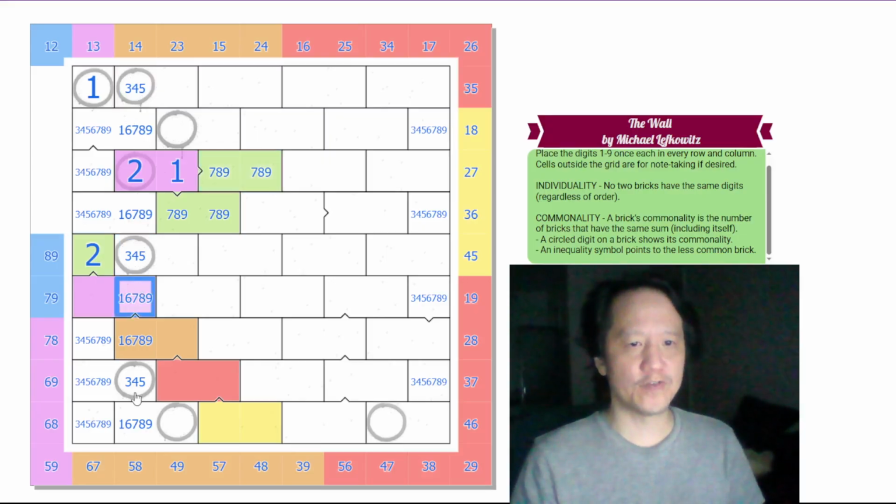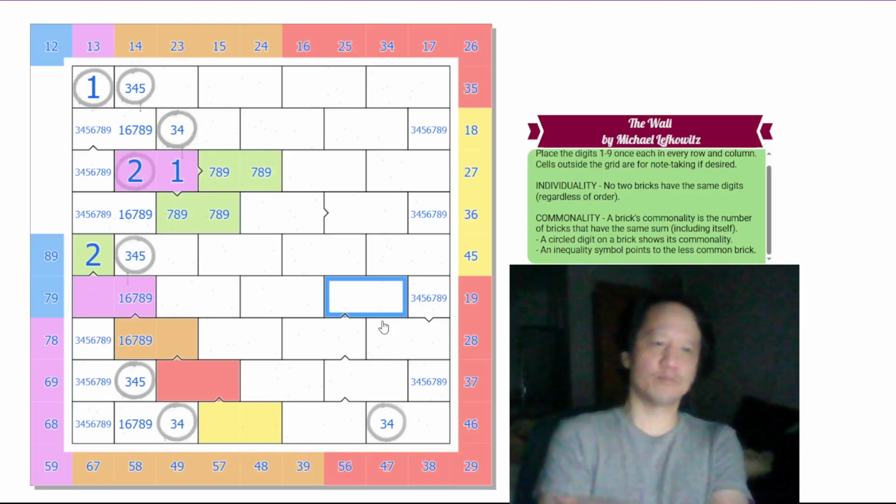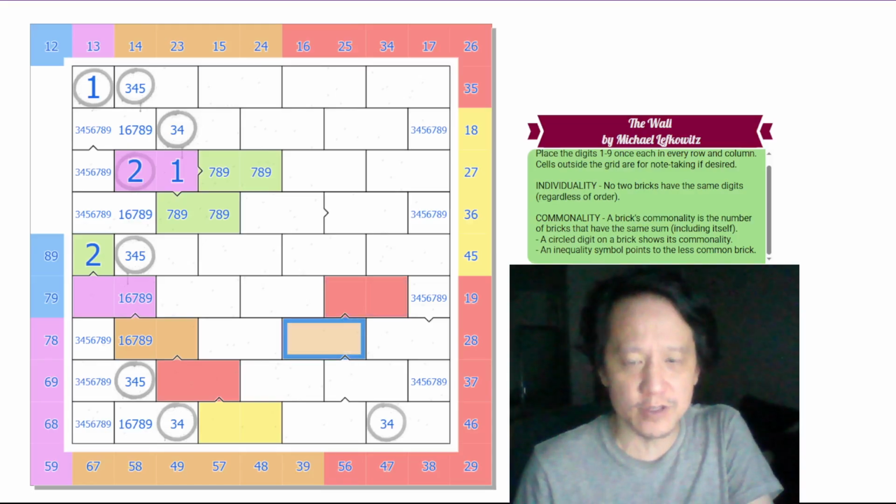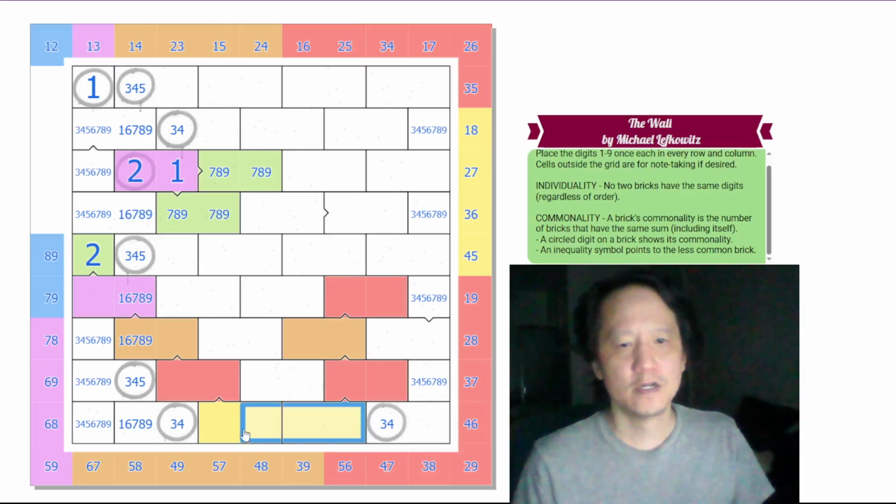The 4, 5 has to be accounted for. Therefore, you cannot have 5 in the circles anymore. You can't have 2 in the circles anymore. So this has to be a 3, 4 pair here. We don't have any 2 digit bricks which are 1 commonality. So this must be 2 commonality as the lowest one. This is greater than that. It's 3 commonality, 4 commonality, and this is 5 commonality, which adds up to 9.